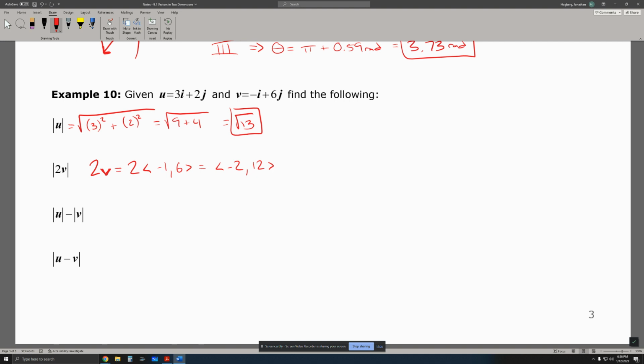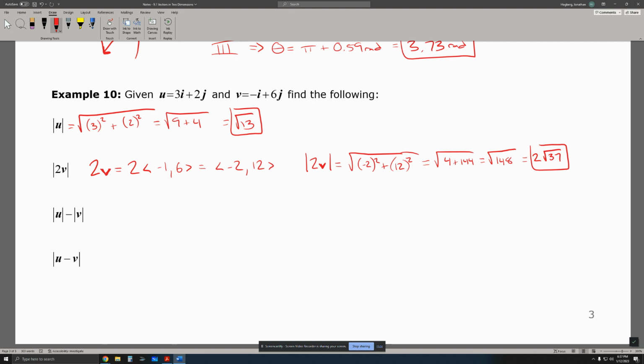All right. Now let's find the magnitude of 2v. That's equal to the square root of negative 2 squared plus 12 squared, which is equal to the square root of 4 plus 144, which is equal to the square root of 148. I know that 148 is divisible by 4, a perfect square factor. So therefore, this is equal to 2 root 37. And 37 cannot be reduced, so this is our answer, the magnitude of 2v.